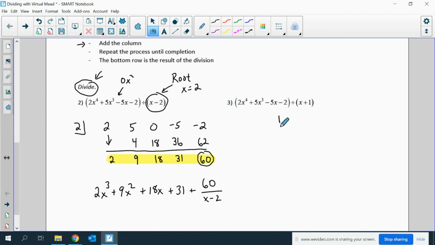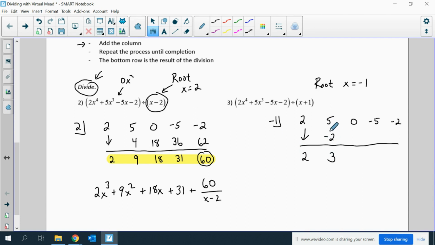Once again, I will do the exact same thing with this same polynomial, except in this case I'm dividing by x plus 1. So my root is x equals negative 1. Bring the 2 down, multiply. 5 minus 2 is 3, multiply by negative 1. 0 minus 3 is negative 3, multiply.